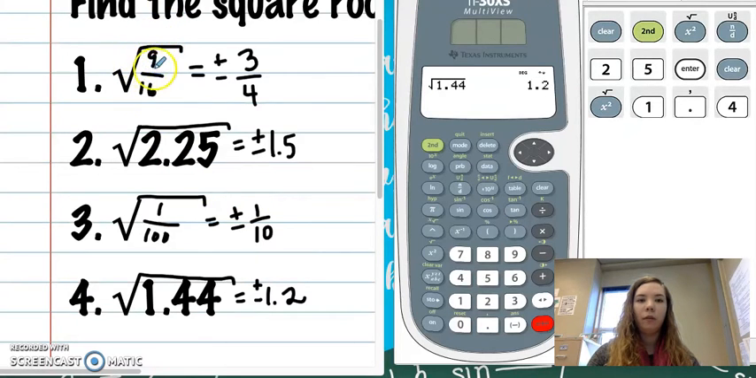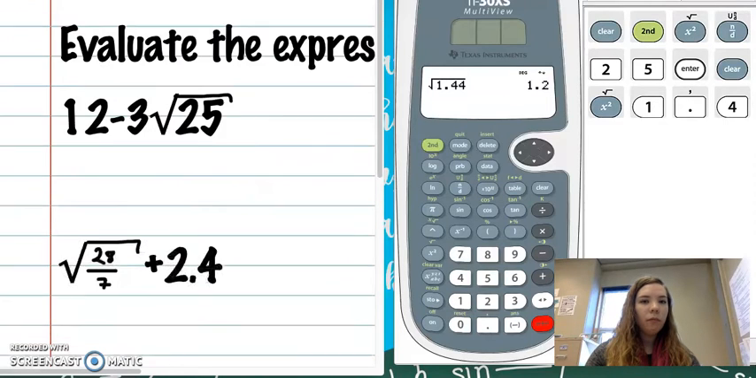Now, some of these you might have been able to do without a calculator, like for instance this one, the square root of 9 is 3, the square root of 16 is 4. Decimals are a little bit trickier, but the square root of 225 is 15, so that's kind of where that one comes from. The square root of 1 is 1, the square root of 100 is 10, the square root of 144 is 12, so that's kind of where that one comes from also. But I think for decimals, it's kind of hard to figure out where your decimal point will be all the time. So I always like to go ahead and type those ones in. All right, evaluate the expression.